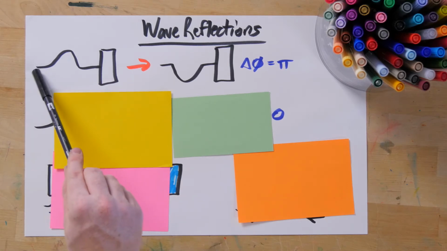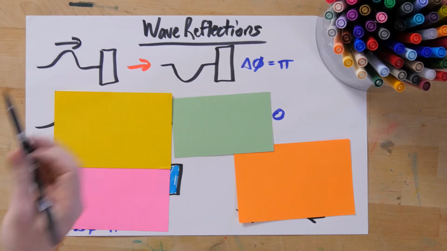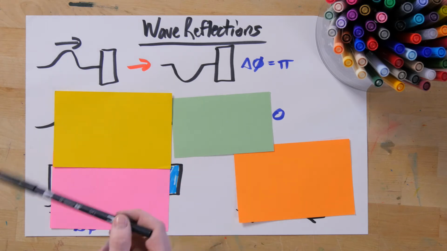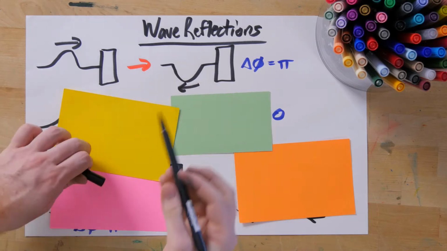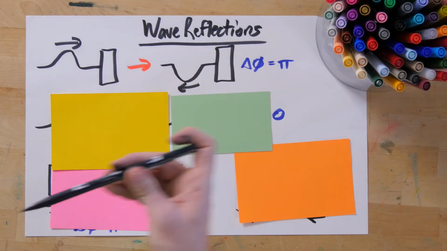So let's imagine a wave traveling toward a fixed point in the wall. So it's moving in this direction. Now, when that wave hits this fixed point, it actually flips over when it's reflected. So this represents a phase shift of pi, because what was a peak became a trough.